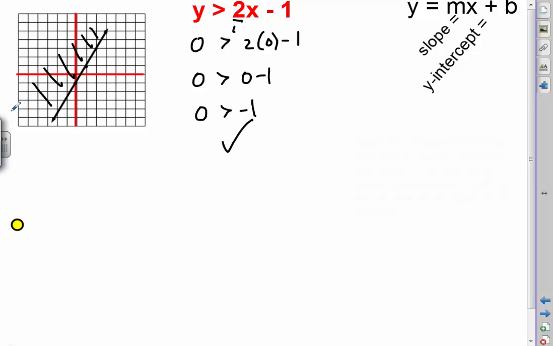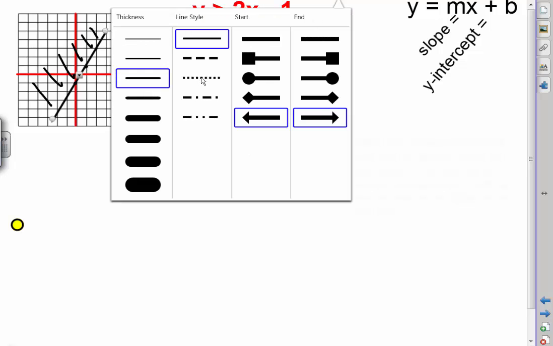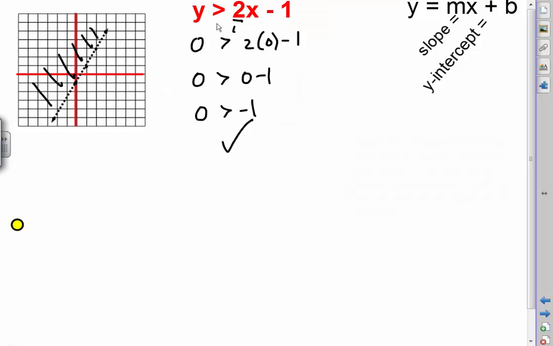Do you see the mistake that I made? I just realized I made a mistake. I hope that you caught it because I did not make it a dashed line. I should have made it a dashed line because it says greater than. It does not say greater than or equal to. Did you catch that mistake? Did you not make that mistake? Good job.